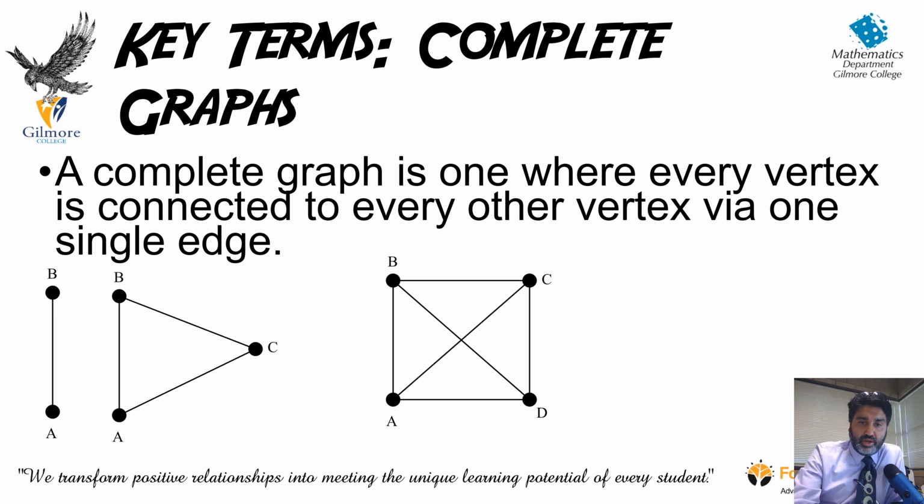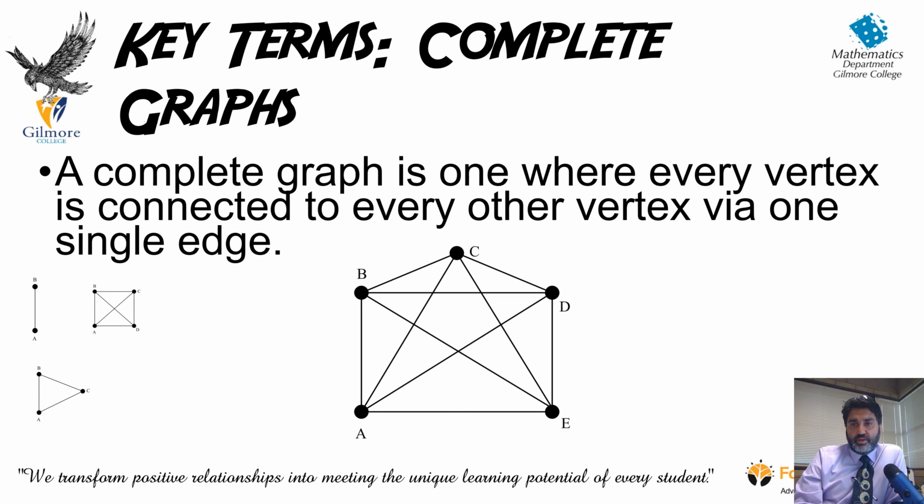Here again, we've got A, which is connected to B, C, and D. And then we have B, which is connected to C, D, and A. And then we've got C, which is connected to B, A, and D. And then lucky last, D, which is connected to C, B, and A. And here we've got a five-sided shape. So we've got a pentagram there. So as you can see, A is connected to all the other vertices, B is connected to all the vertices, as is C, D, and E.